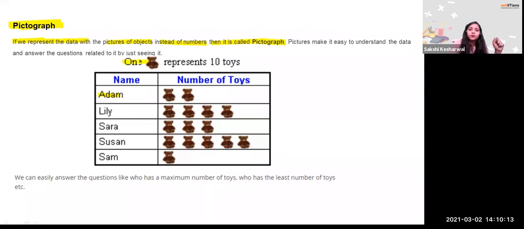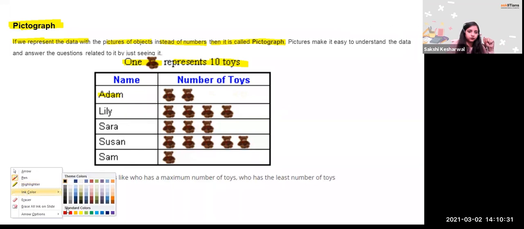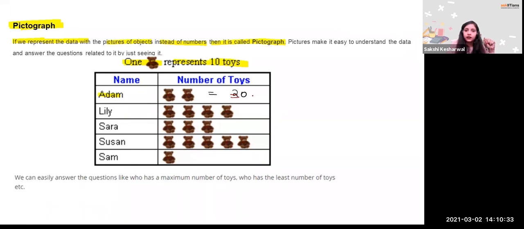But here, let's read out what the data wants to say. It says that one teddy represents 10 toys. Means what? If I have made this one teddy, this is equal to how many? 10 toys, right? So what do you mean by this? Just take an example. How many is Adam liking? Adam will be liking 20. Yes or no?